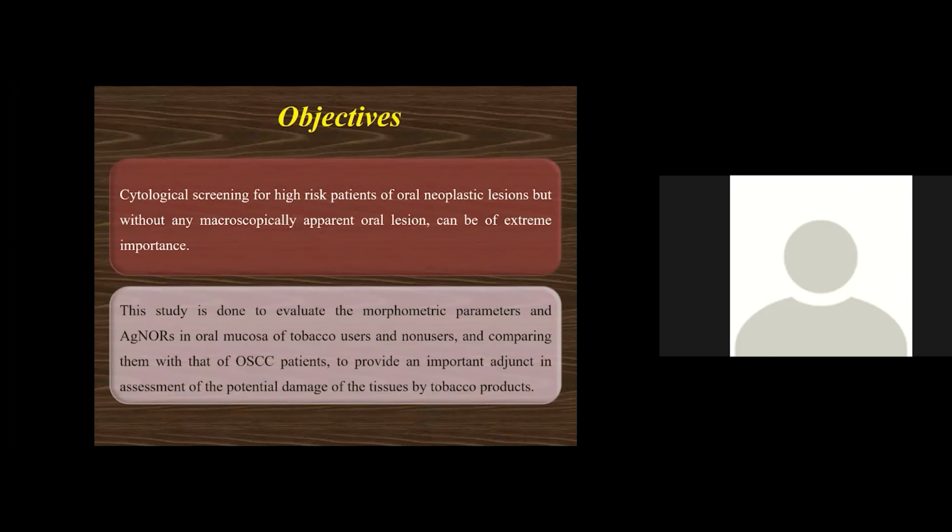So the objective was that we should do a cytological screening for high-risk patients. And this study was done to evaluate morphometric parameters as well as AgNORs in oral mucosa of tobacco users and non-users. And then we compared these results with the frank oral squamous cell carcinoma patients, so that we can assess the potential damage of the tissue. Next.